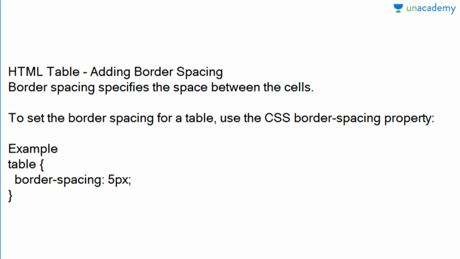HTML table adding border spacing. The border spacing specifies the space between the cells. To set the border spacing for a table, use the CSS border-spacing property. You have seen that there are a number of rows or columns in a table, and they are each made of a block. So the space between these blocks is defined by this border spacing.